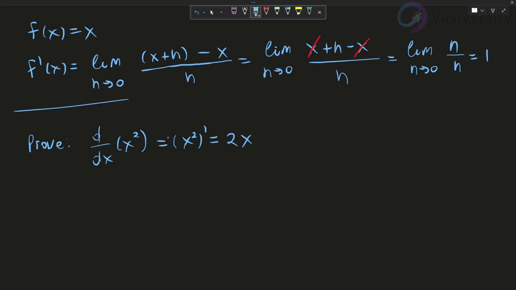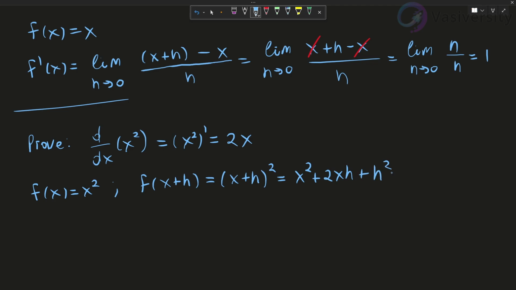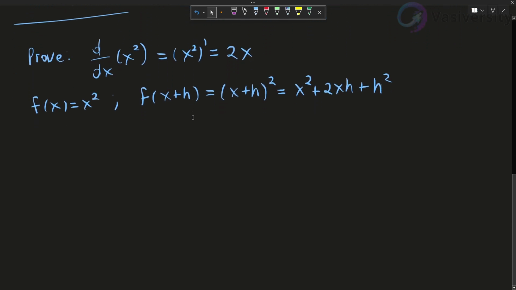So we have x squared, right? Our f of x is equal to x squared. How about our f of x plus h? That will be x plus h, squared. All right, perfect. So if we expand this, we're going to have x squared plus 2xh plus h squared. So now let's go ahead and plug it into the limit definition. So we will have the limit as h approaches 0, right? This is our f prime of x.